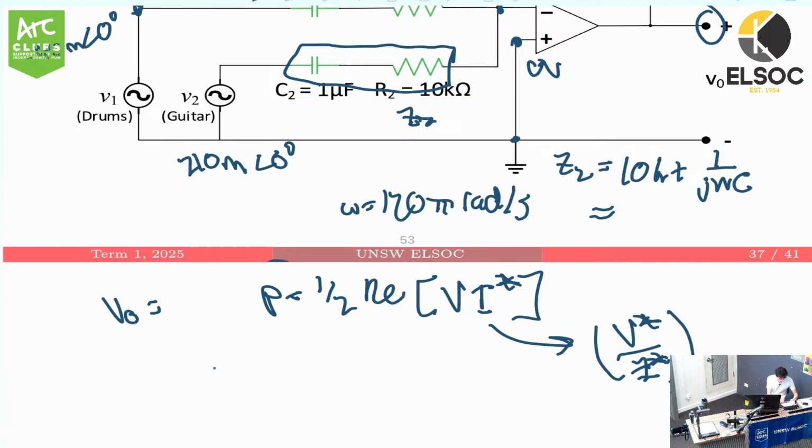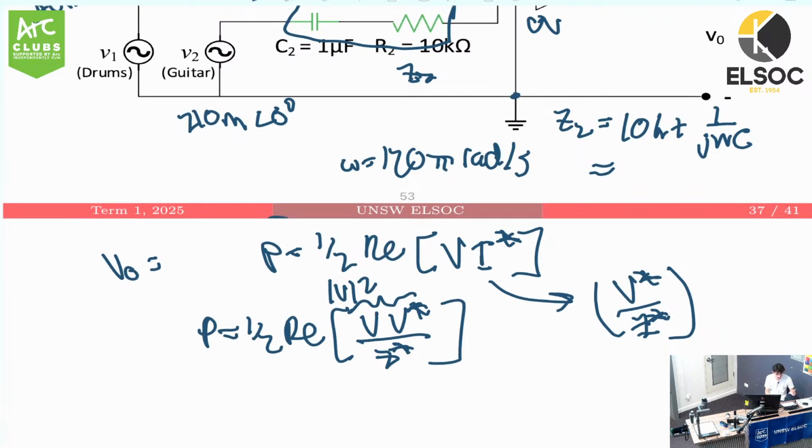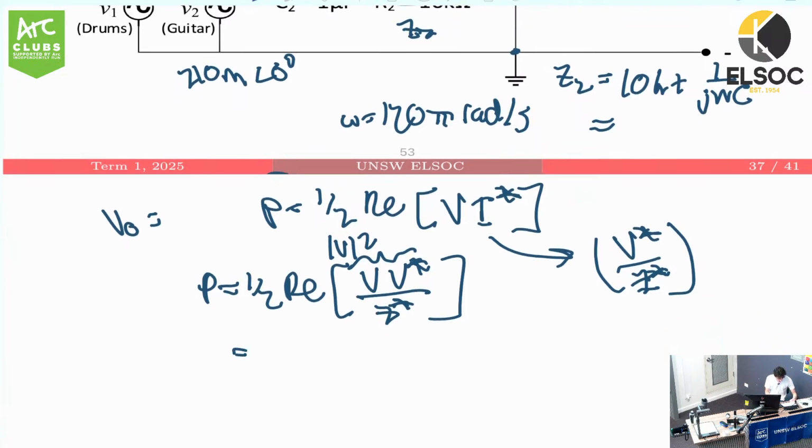No? Then we'll get that P is equal to half Re of V times V conjugate on Z conjugate. The great thing about this is that when we multiply a complex number by its conjugate, we get rid of the angle, so it becomes purely real. So we'll get the absolute value of V squared, which will actually be 240 milli squared. So this is half times the real part of V squared on Z conjugate. That's kind of messy.